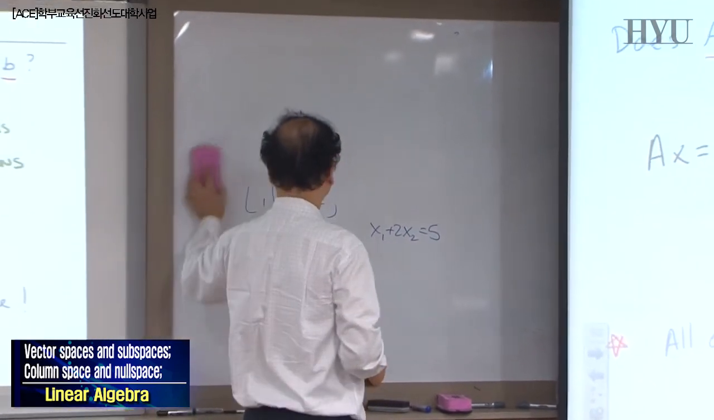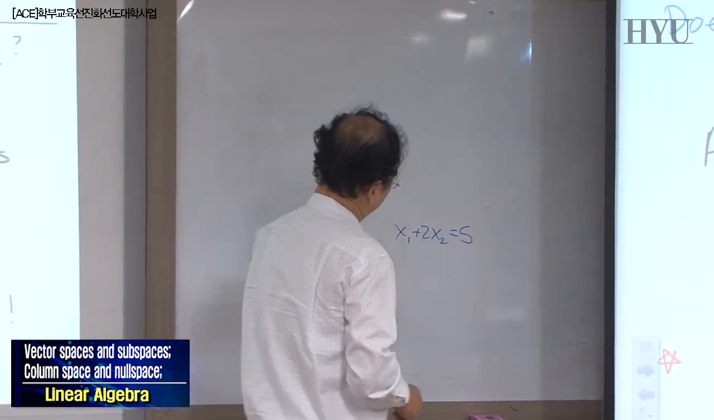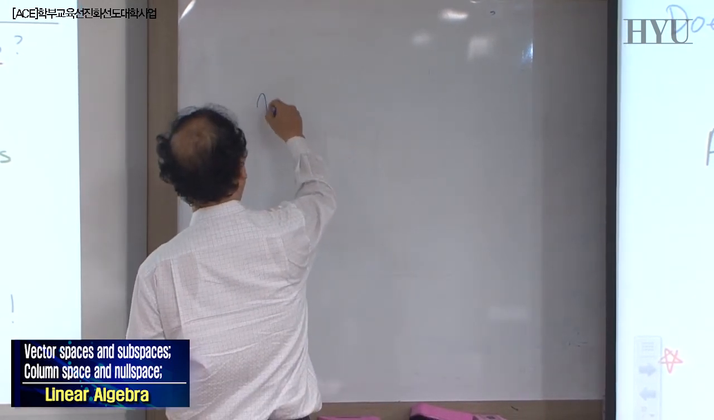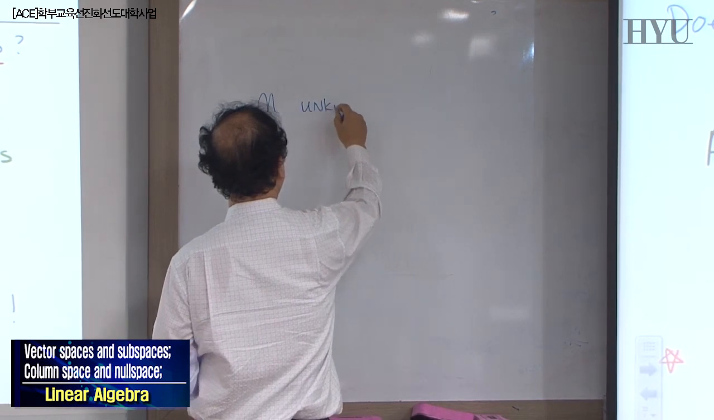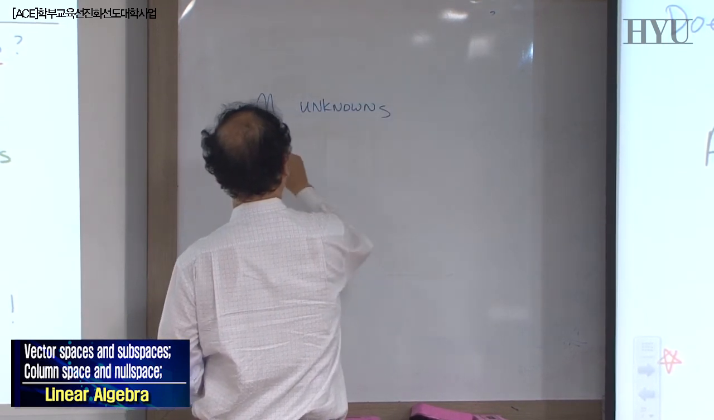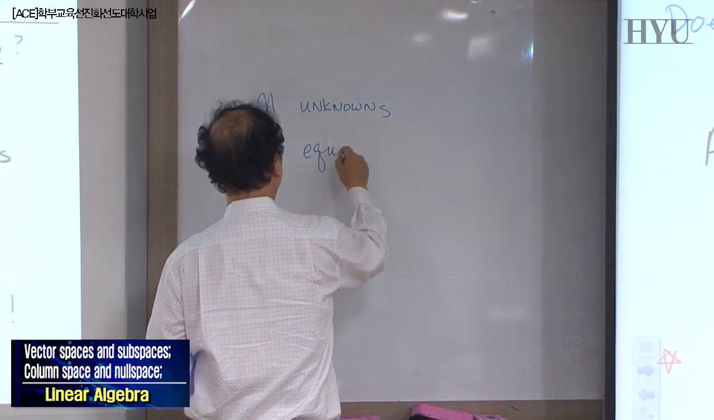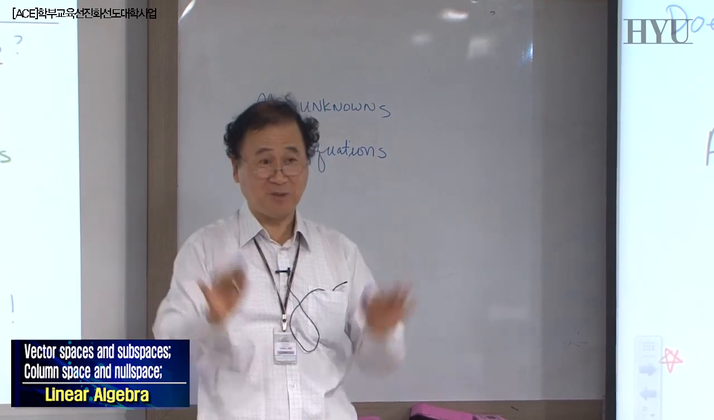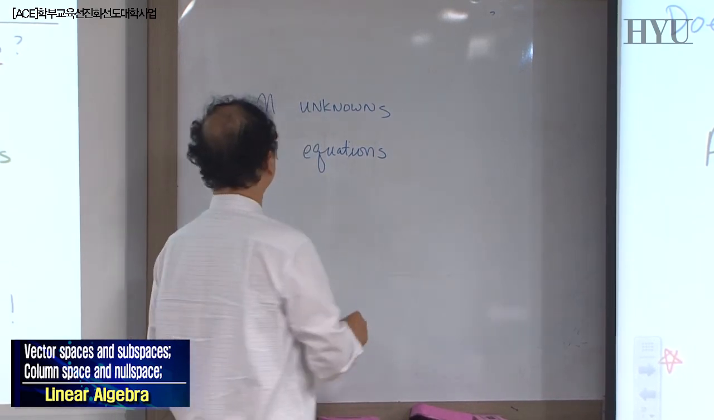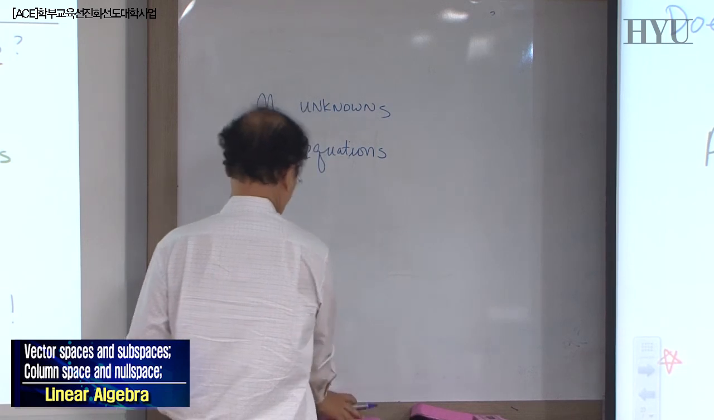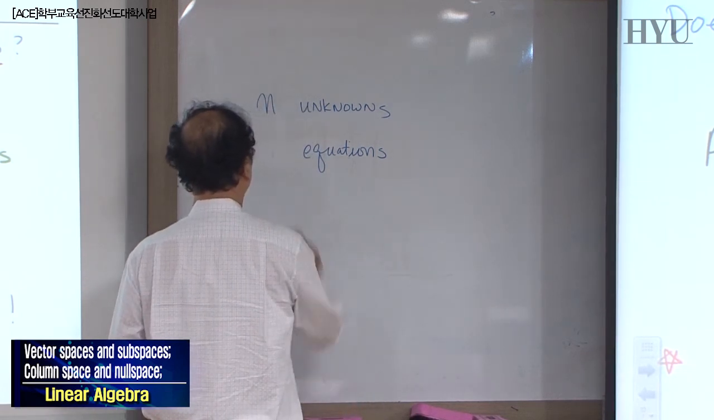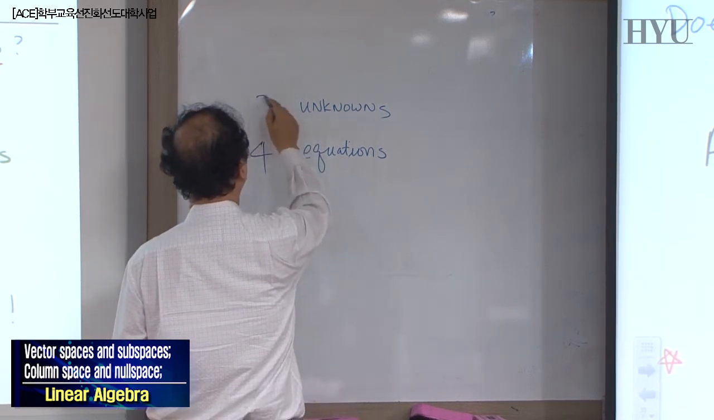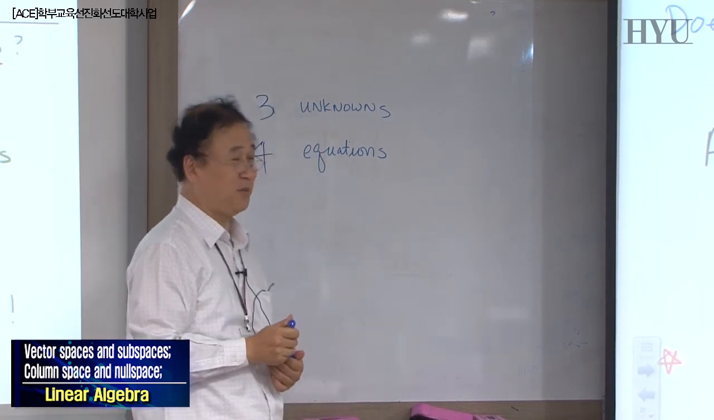This is, in a way, a tricky problem. You always solve the problem with n unknowns and n equations, right? That's the problem you always try to solve. How about in this case? This is 4 equations and 3 unknowns. Very strange, right?